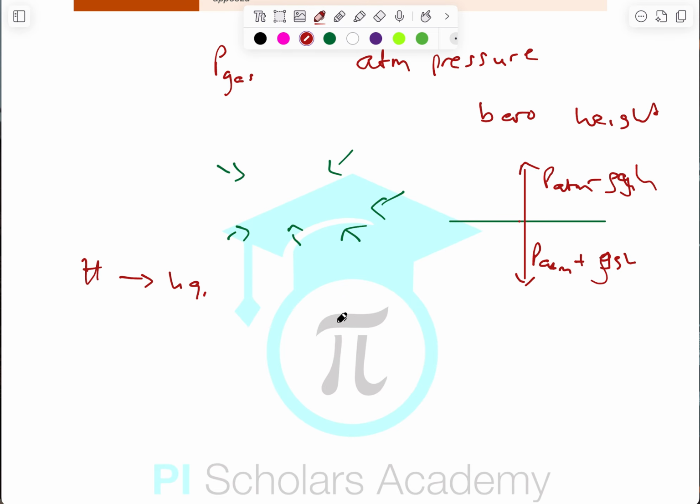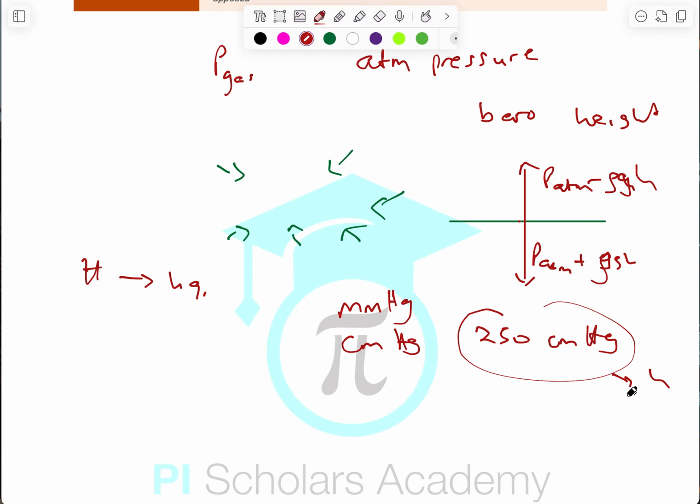For instance, you must have heard of millimeters of mercury, or centimeters of mercury. Mercury is one of the most common fluids used in this situation. So if I give you a certain pressure and I say it is 250 centimeters mercury, this is a barometric height, but it is also a pressure. What this implies is that I'm only giving you the height in this case. Since I'm giving it in terms of mercury, if you want to find the actual pressure in pascals, you have to multiply by the density of mercury, multiply by acceleration due to gravity, and convert the height to meters. Then you get the actual pressure in pascals.